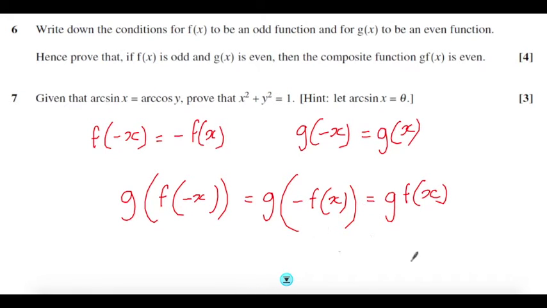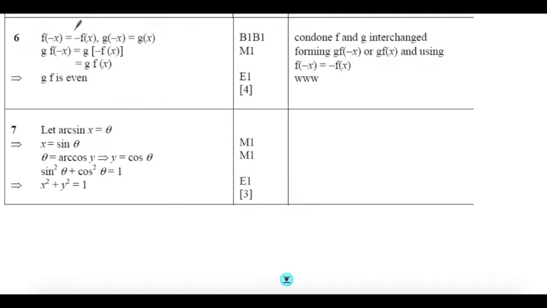You probably would write a statement after any proof. So you get a mark for both of these each. You get a mark for this first step and a mark for getting to that, and you do need to sum up, so gf is even.